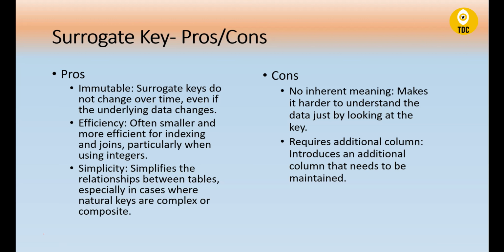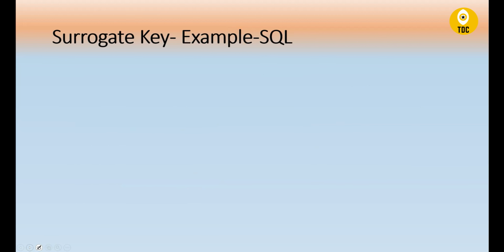It also requires an additional column. With a surrogate key, we need to introduce another column into the particular table that needs to be maintained. And if you're talking about billions of transactions, and you don't have a primary key and have to use a surrogate key, that might add to the memory needed to store that extra column, and it has to be maintained over time, right? So those are the pros and cons of using a surrogate key.